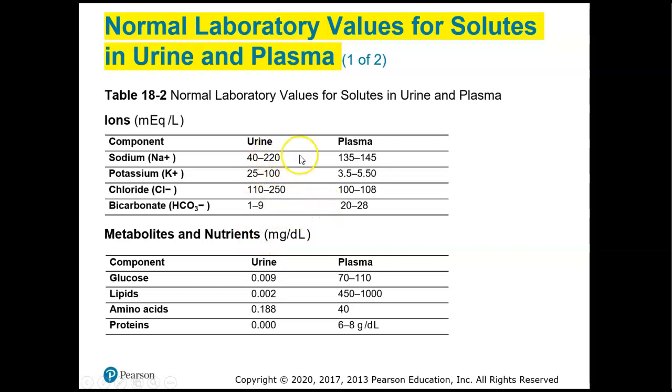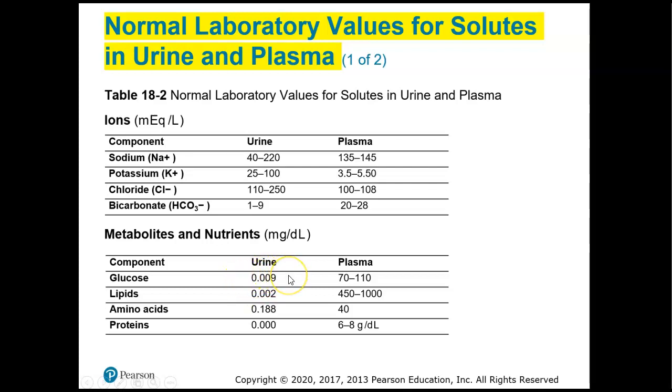I mean, sodium varies in the urine and the plasma. Potassium tends to be very low in the blood plasma compared to in the urine. And chloride ions can vary. Bicarbonate is very low in the urine, but higher in the plasma. But as far as glucose, this is where it's interesting to me.